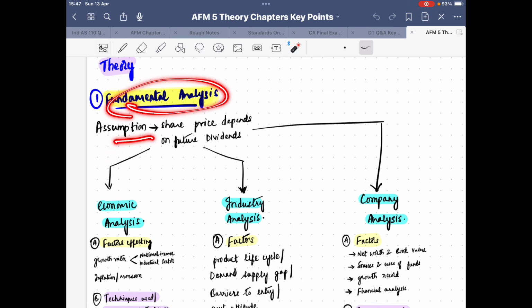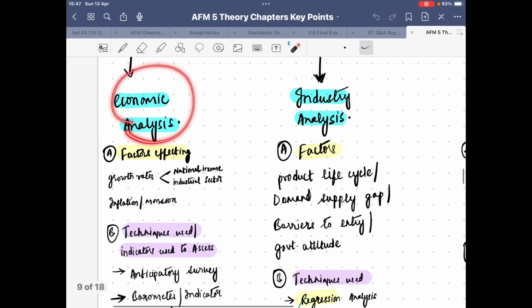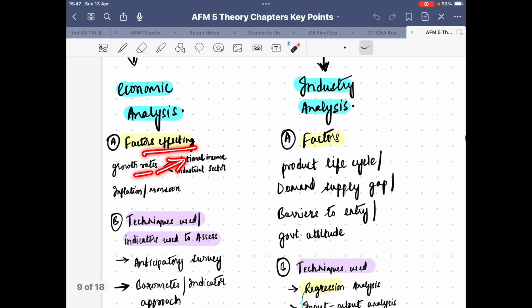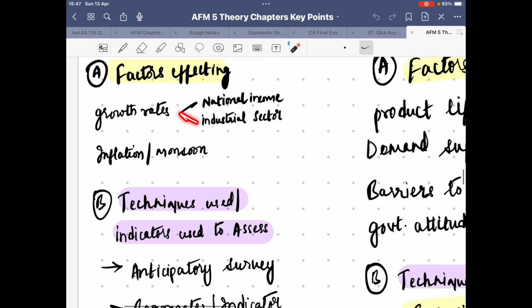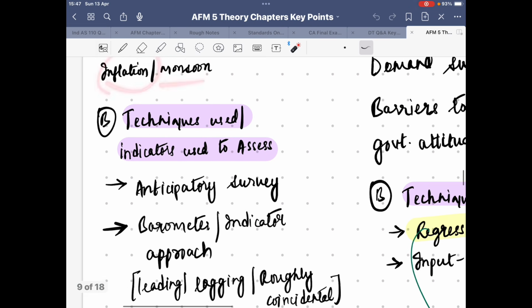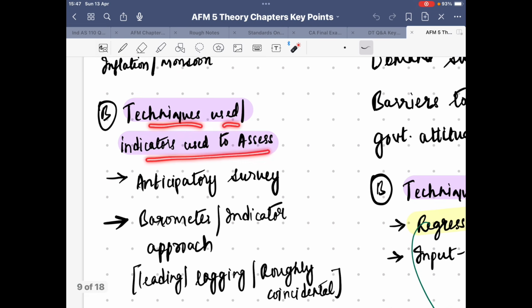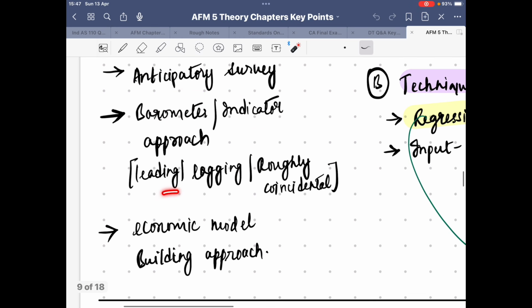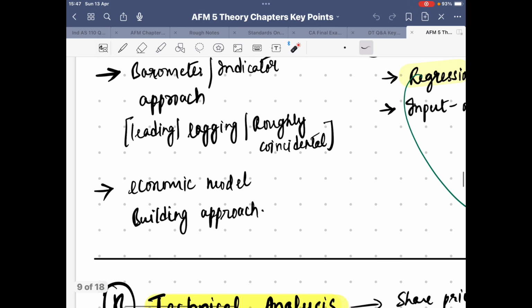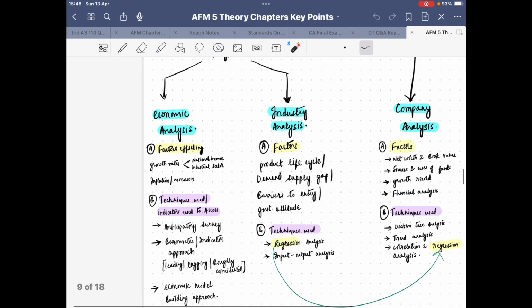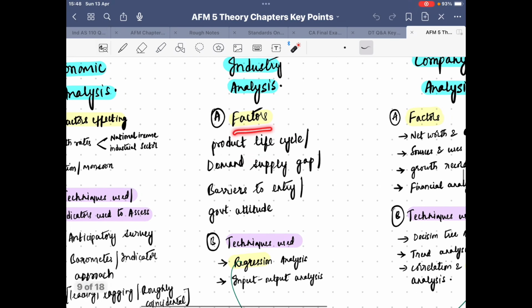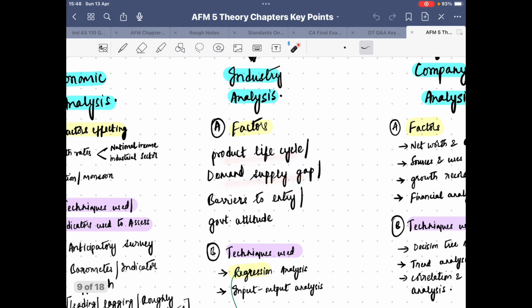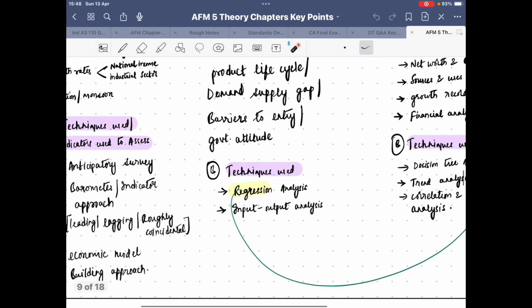Fundamental analysis, assumptions. Share price depends on future dividends. Economic analysis, factors affecting growth rates like national income and industrial sector, inflation or monsoon. Techniques used or indicators used to assess: anticipatory survey, barometer or indicator approach, leading, lagging, roughly coincidental, economic model building approach. Industry analysis, factors: product life cycle, demand supply gap, barriers to entry, government attitude.